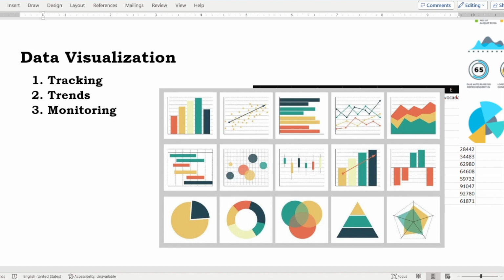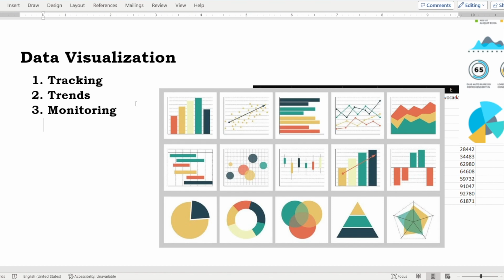Now decision making, the second one. Data visualization helps in decision making. By presenting data visually, decision makers can easily grasp key information, enabling them to make informed decisions promptly. Visualization highlights important trends and outliers, aiding in identifying areas that require attention for further analysis.